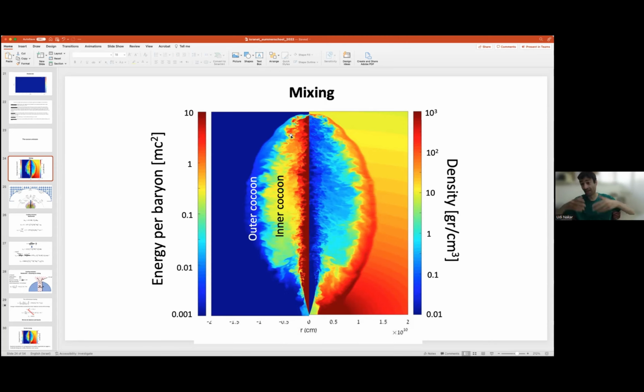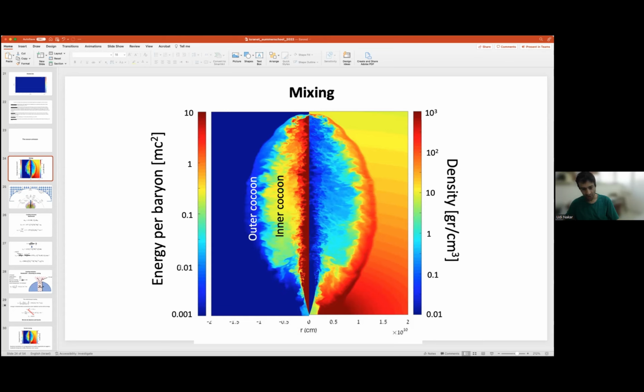And then in this region here, you can see that the mixing already goes down to an energy per baryon of about unity. Energy per baryon of about unity is gamma of about 1. If we let this material expand and convert internal energy to kinetic energy, then we'll get a Lorentz factor of 1 or 2 or 3, something like that. And as we go down in the cocoon, you can see that the energy per baryon is increasing. It is decreasing, sorry, all the way up to the base.